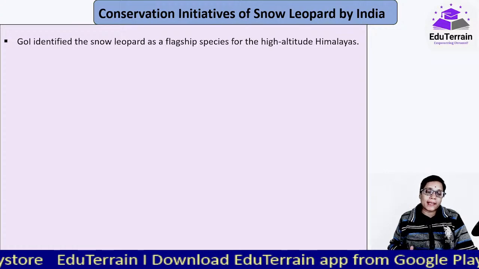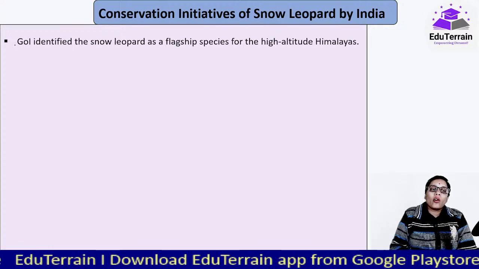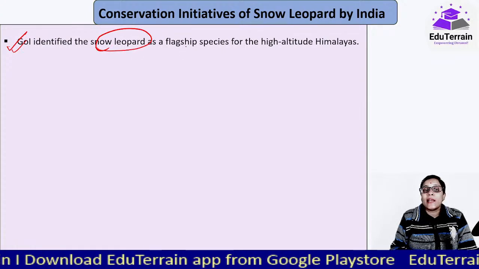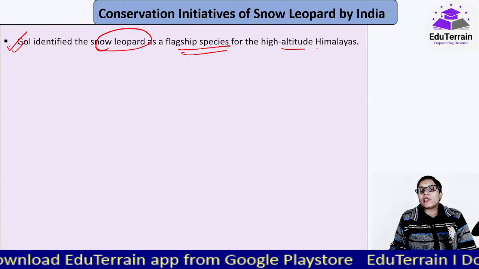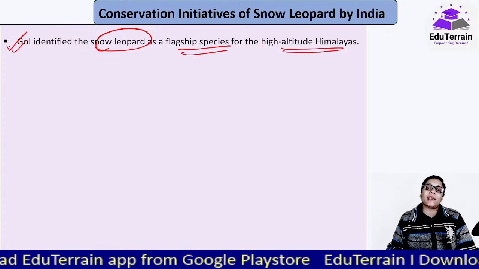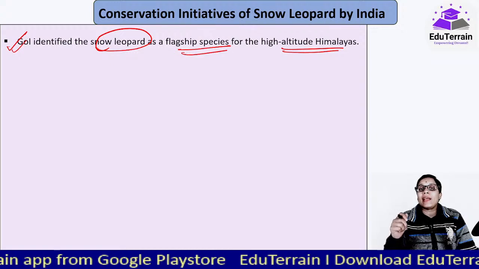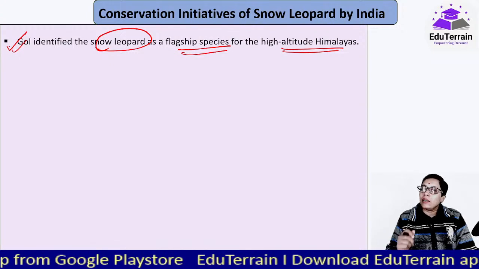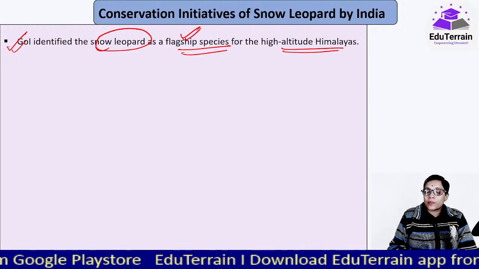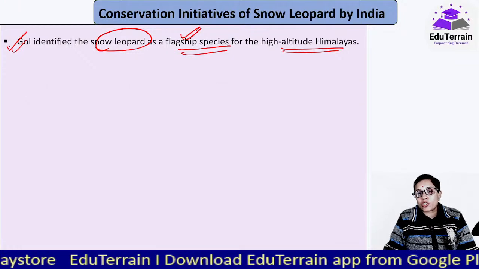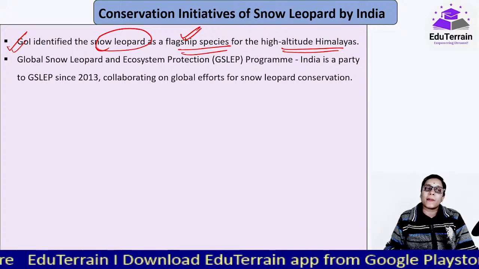So first, what has India done? Government of India has long back identified snow leopard as a flagship species for the high altitude Himalayas. That is the most important species that needs to be taken care of, that falls under the flagship species. They have declared it as the flagship species of the high altitude Himalayas.